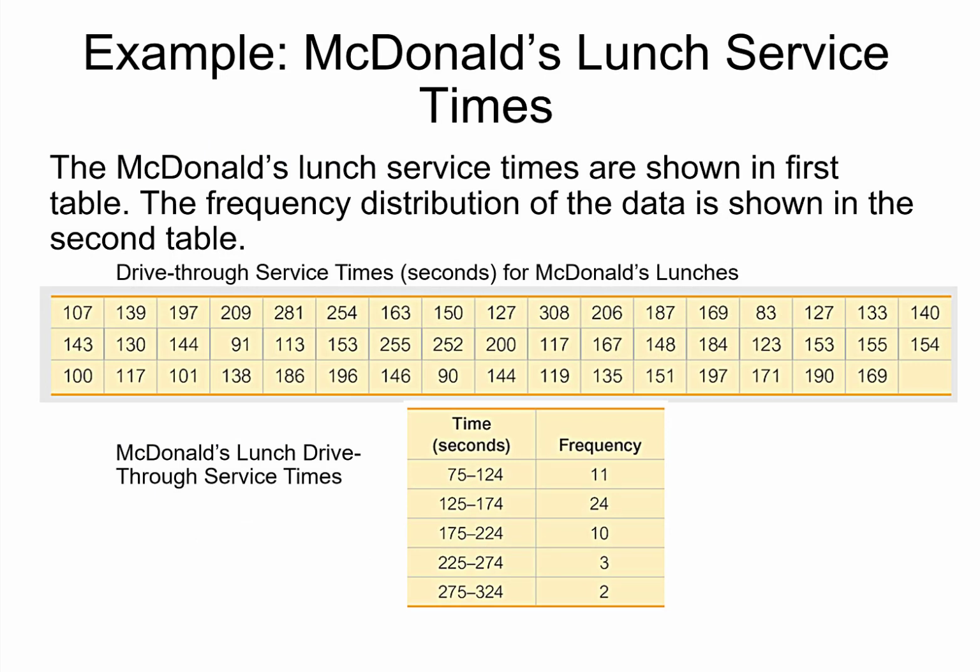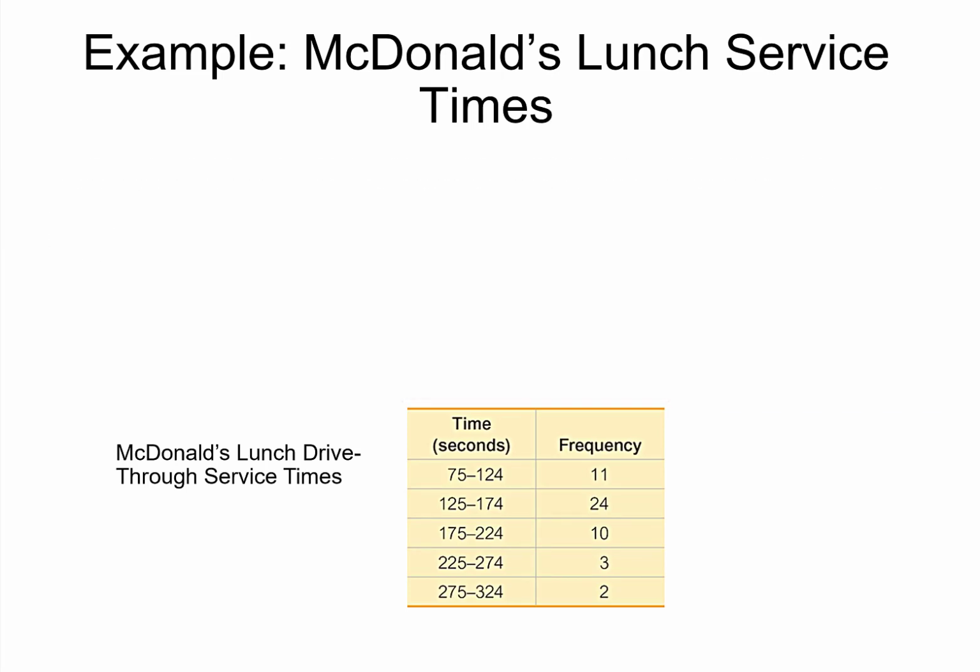McDonald's lunch service times are shown in the table, and the frequency distribution of the data is shown in the second table. We notice in the frequency distribution that 11 cars going through the drive-thru took between 75 and 124 seconds, 24 were between 125 and 174, and so forth.